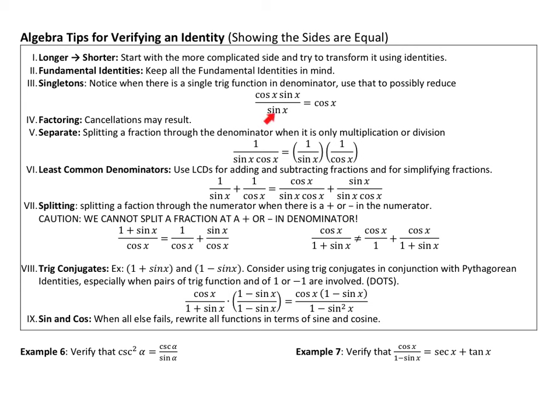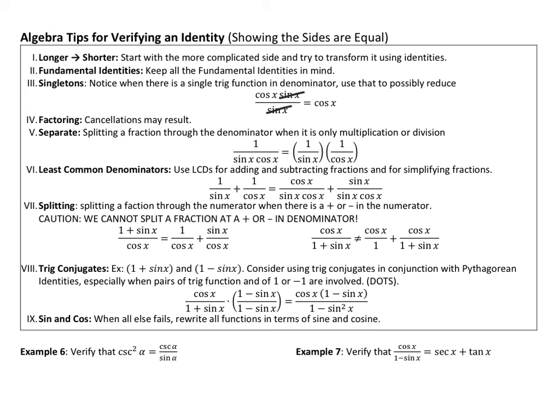They're going to be helpful for you to rewrite. The third tip is to look for singletons, meaning there's a single trig function in the denominator. Because when there's a single trig function in the denominator, you're going to be able to cancel these out very quickly, and so you reduce the number of trig functions you're using. We've already seen how factoring might help, so factoring out GCFs. There's also something called separating. You can split a fraction through the denominator when it is only multiplication or division. So 1 over sine of x, cosine of x can be 1 over sine of x times 1 over cosine of x. So you can split them apart like that, which might make it easier for you to reduce something. We've seen this already as well. Finding a least common denominator for 2 fractions allows you to add them together. We've seen that already.